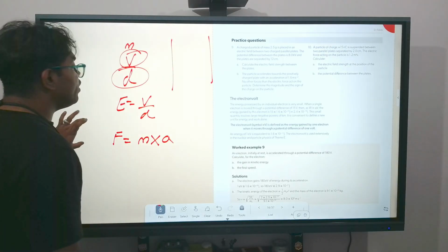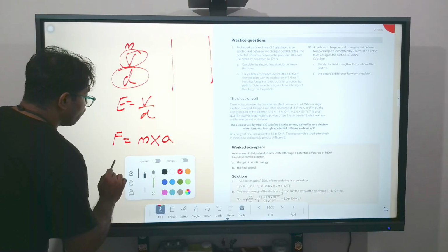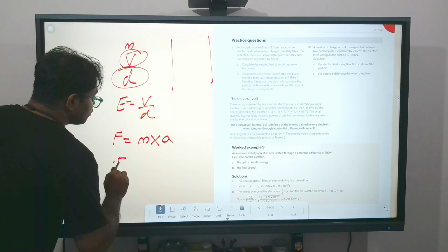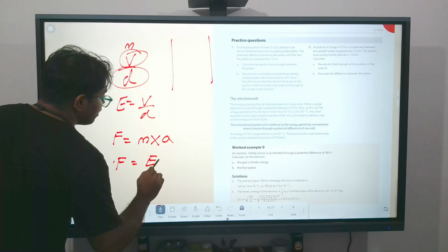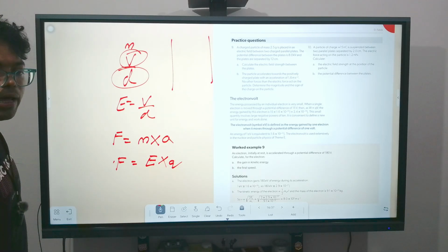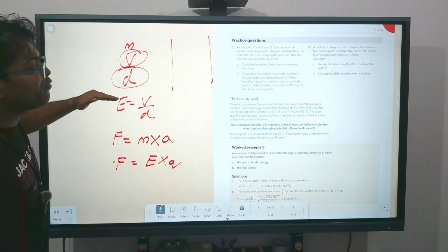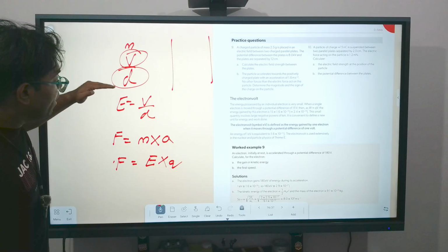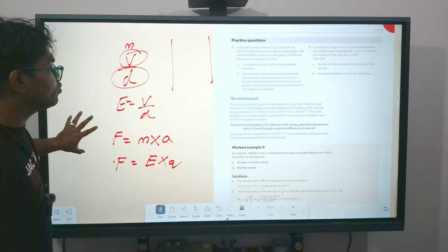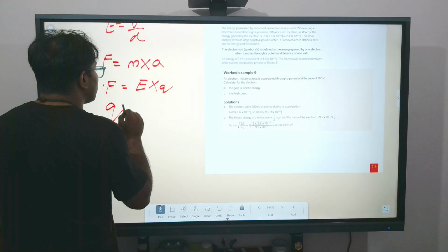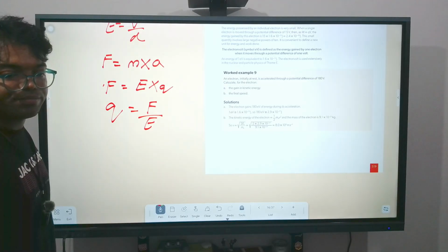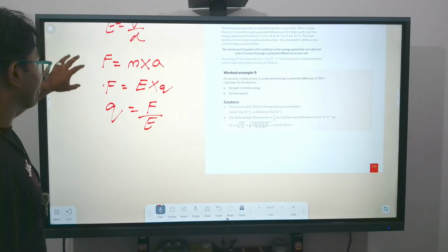But we also know that force is equal to electric field times charge, right? We calculated the electric field in the first question. Now we use this electric field and the value of force to calculate the charge. So charge will be equal to force upon electric field. Understood? Okay.